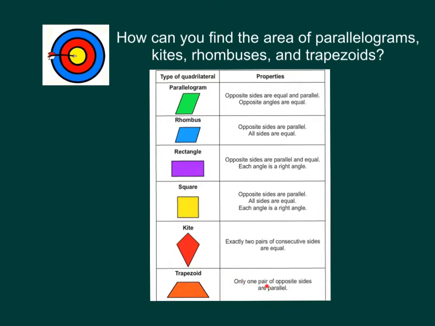And then a trapezoid, only 1 pair of opposite sides are parallel, so the top and the bottom are parallel. These sides would eventually cross if they kept going. The other type of trapezoid you're going to see in the lessons is one that looks like this. This is still a trapezoid. We have the top and the bottom that are parallel. And then if our sides continued on, if we imagine they were going, these would cross.